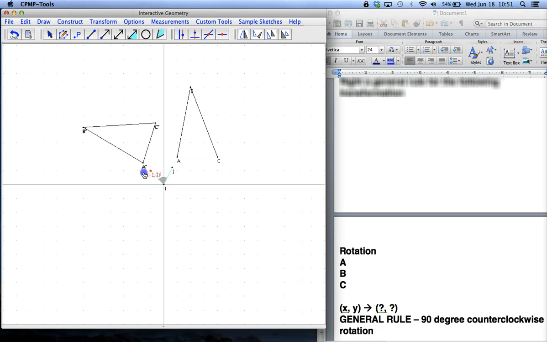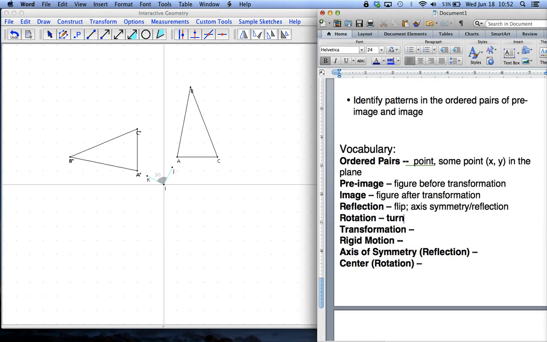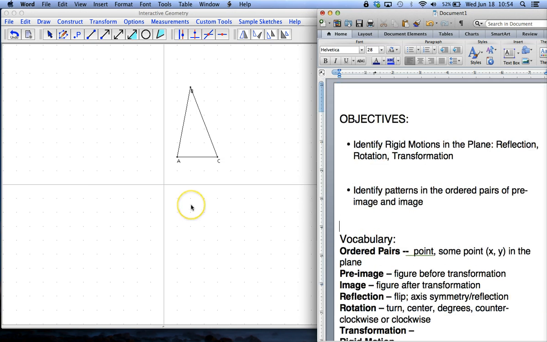So again, I'm going to move it back up here to 90 degrees so you know what I'm talking about. If you look at this as the pre-image, and this is the image, what's the general rule that we're talking about? Okay, I'm going to leave that. You can think about that as some kind of a turn, and we have to talk about the center, the number of degrees, and whether we're going counterclockwise or clockwise.